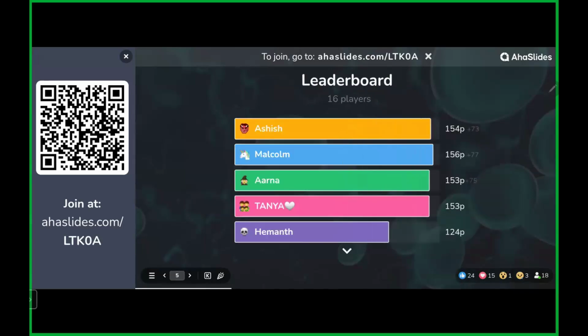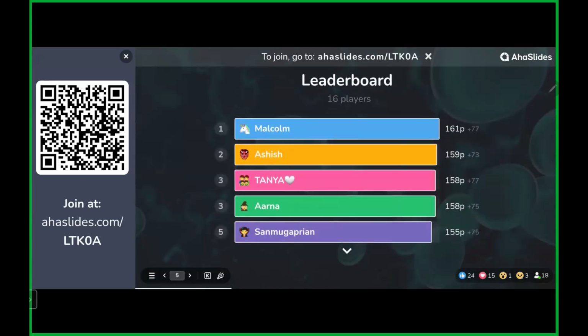Let's see the leaderboard. Oof, it's changed. Malcolm is leading with 161 points, followed by Ashish. And you see, Tanya and Arna are both at third position, followed by Shanmuga Priyan. Wow. The guys are getting very competitive. Good going, guys.